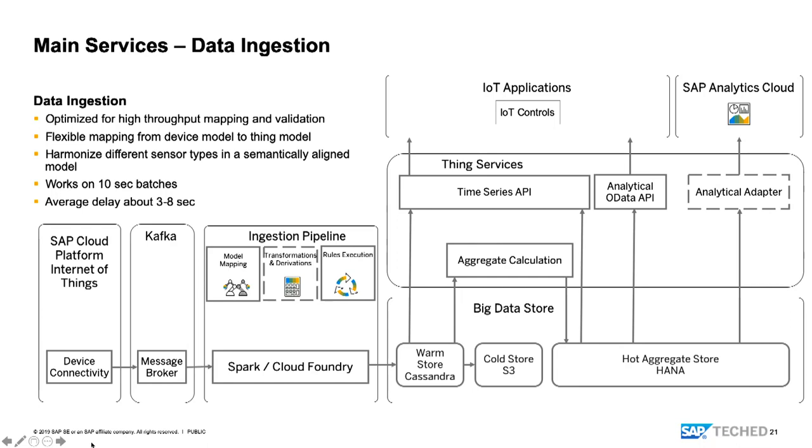Something which is dashed here is transformation and derivations, because we don't have it yet. What is transformation? Transformation is, let's say, something sends in speed in miles per hour, but you want it in kilometers per hour in your system. That would be a transformation of the data. Derivation of data we already talked about, that was the drilling into the ceiling and the wall from X, Y, and Z accelerometer. So then the data is stored, warm store, cold store, and we calculate the aggregates in the hot store.